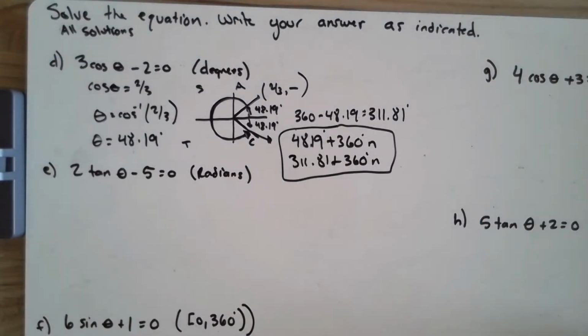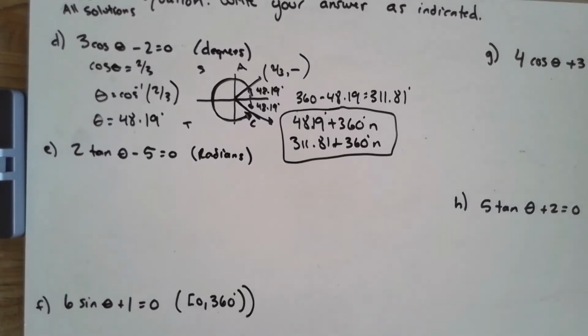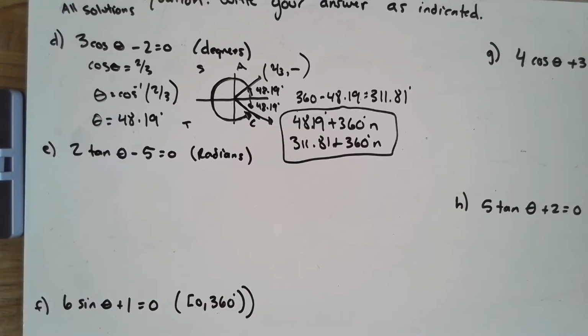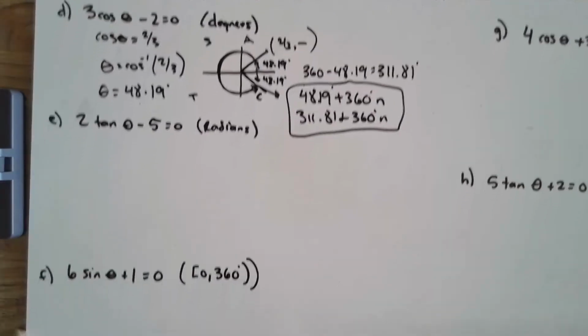Degrees are nice, they make sense. Radians hopefully are starting to make more sense, but let's do our radians now. I don't know why my board keeps going blurry, so hopefully that helped.